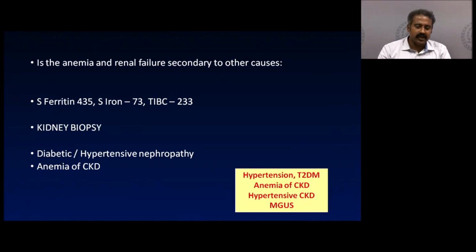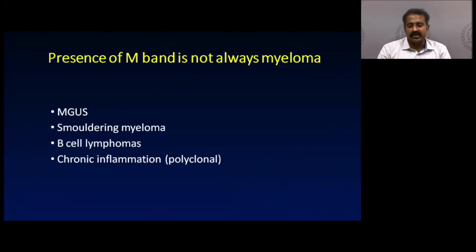hypertension, diabetes with anemia of CKD with a monoclonal gammopathy of undetermined significance. I brought up this case just to show that the presence of an M-band is not always myeloma. Myeloma is one malignancy where you need to fulfill the criteria.